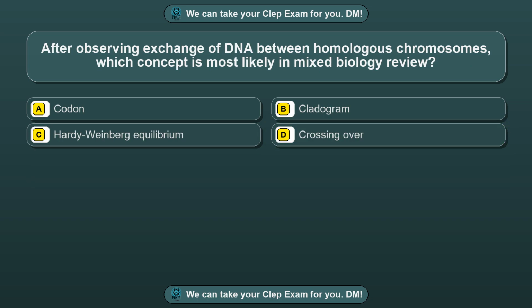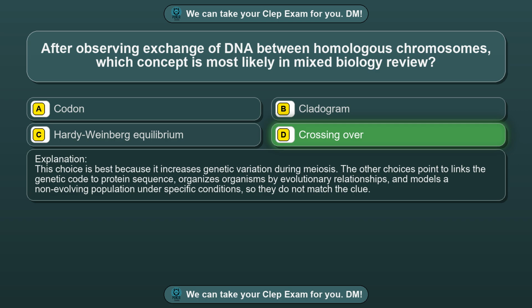Question 44. After observing exchange of DNA between homologous chromosomes, which concept is most likely in mixed biology review? Option A, codon. Option B, cladogram. Option C, Hardy-Weinberg equilibrium. Option D, crossing over. The correct answer is option D, crossing over. This choice is best because it increases genetic variation during meiosis. The other choices point to links the genetic code to protein sequence, organizes organisms by evolutionary relationships, and models a non-evolving population under specific conditions, so they do not match the clue.